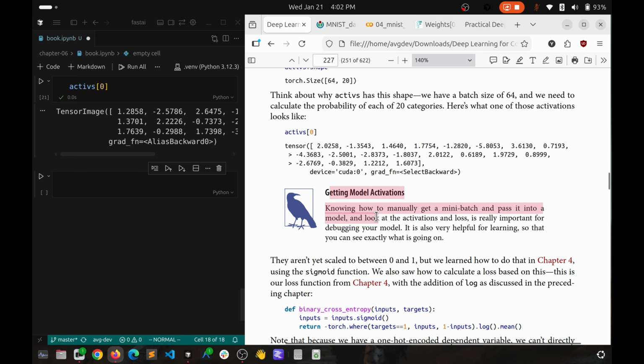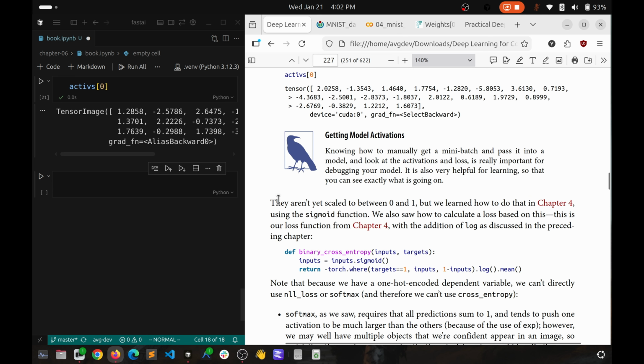So getting model activations. Knowing how to manually get a mini batch and pass it to a model and look at the activations and losses is really important for debugging your model. It is also very helpful for learning so that you can exactly see what's going on. They aren't scaled to between 0 and 1, but we learned how to do that in chapter 4 using the sigmoid function. We also saw how to calculate a loss based on this. This is our loss function from chapter 4 with the addition of log as discussed in the preceding chapter.